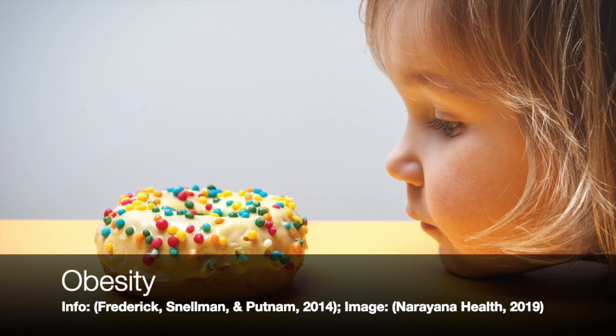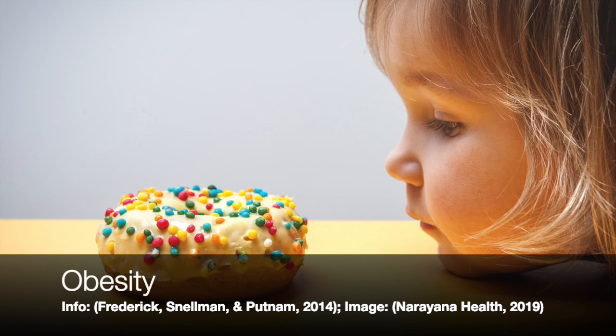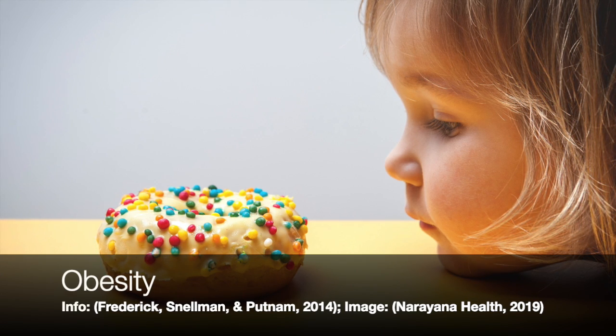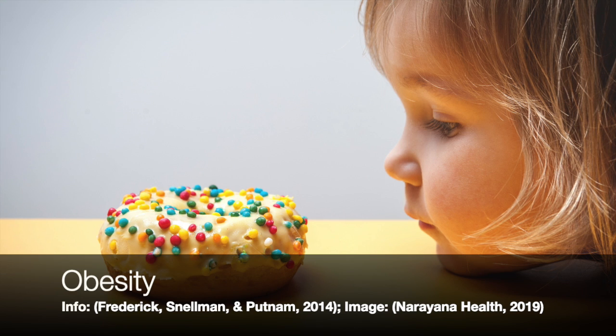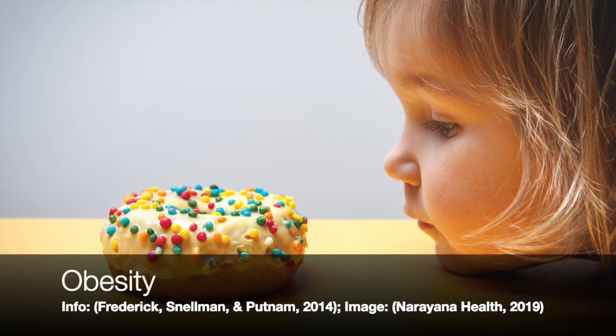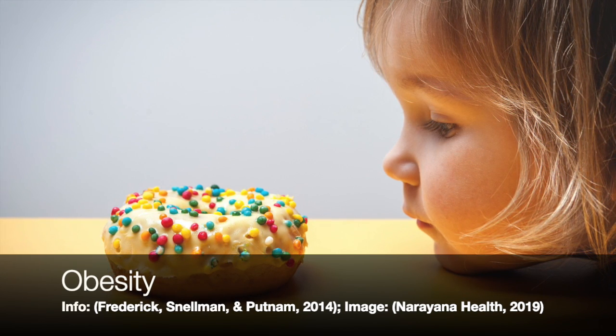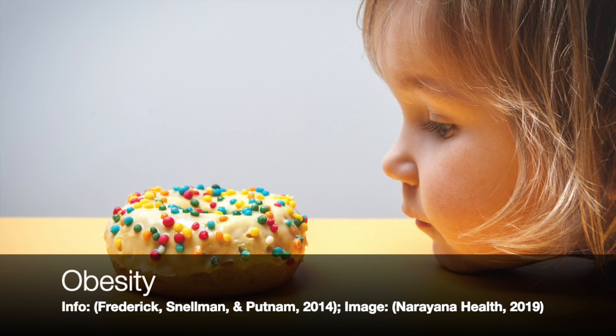The first disparity I want to discuss in adolescent health is obesity. Approximately 12.5 million children and teens in the United States are currently affected by obesity. That's roughly 17% of the U.S. population. This number is so large that it is even being recognized as a national epidemic.